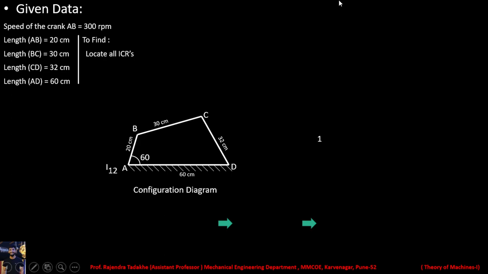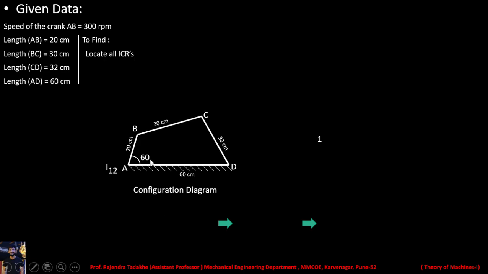Fine. Now the first step is we have to draw the configuration diagram. So what exactly is a configuration diagram, that we will understand first. Configuration diagram means we have to draw the given mechanism with the given dimensions. So here we are drawing the 4-bar mechanism with the given dimensions. Here ABCD is the 4-bar mechanism with the dimensions AB 20 centimeter, BC 30 centimeter, CD 32 centimeter, and AD is 60 centimeters. AD is the fixed link, and the angle of crank AB with respect to the fixed link AD is given as 60 degrees. So that is why it is marked as 60 degree.